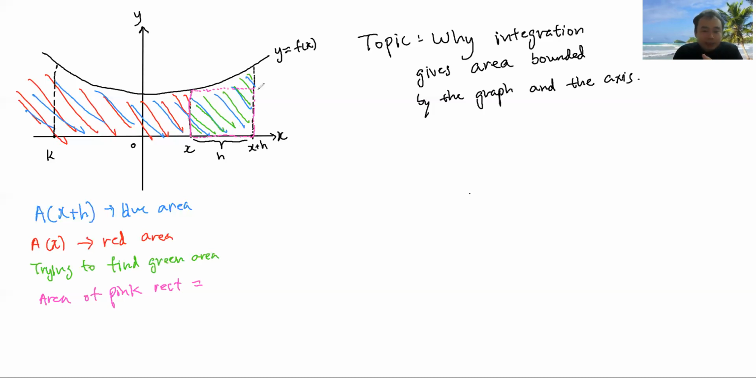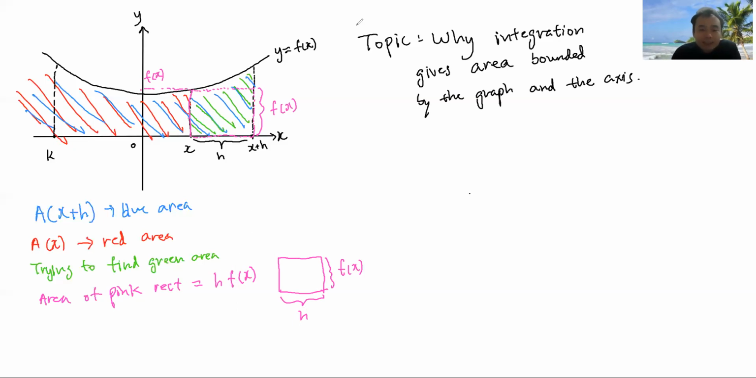This is actually f(x), because this is x, then this is f(x). So can I say that this equals h times f(x)? Let me draw the rectangle again. This is the one we're talking about. This is f(x), and this is h. So the area of this rectangle is f(x) times h.